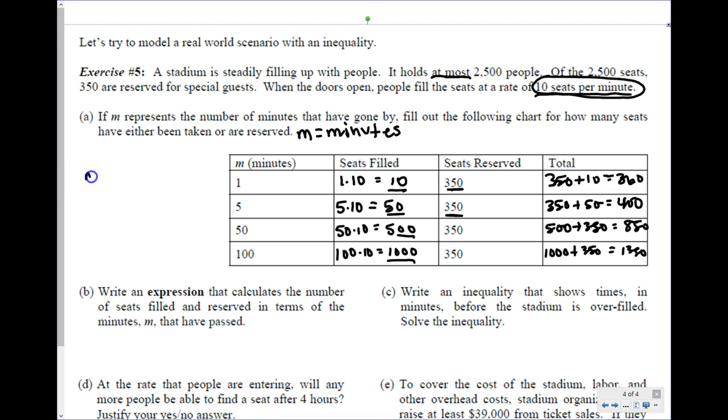My pen. I multiply by 10, and then I add 350. So this is my pattern I'm seeing. So I'm going to write that over just in case I need it later. Now let's look at B.